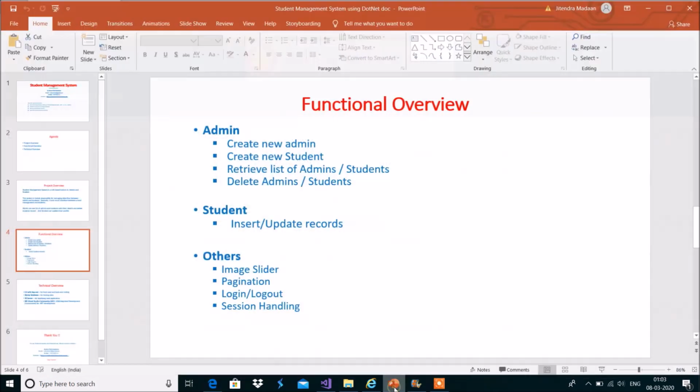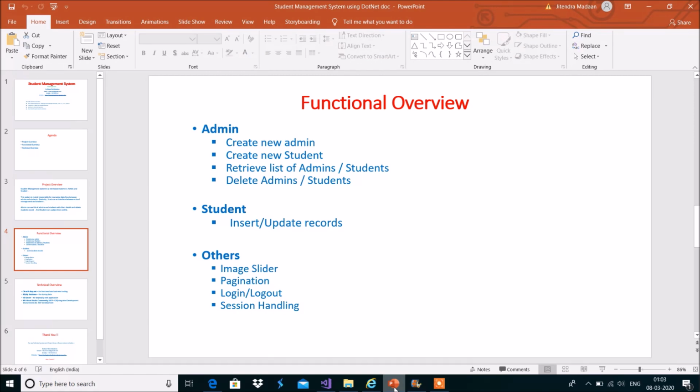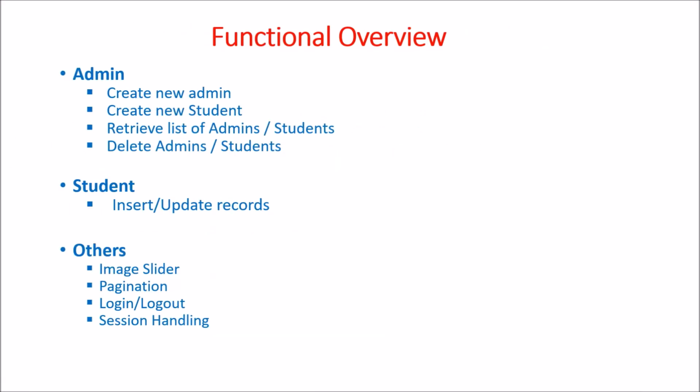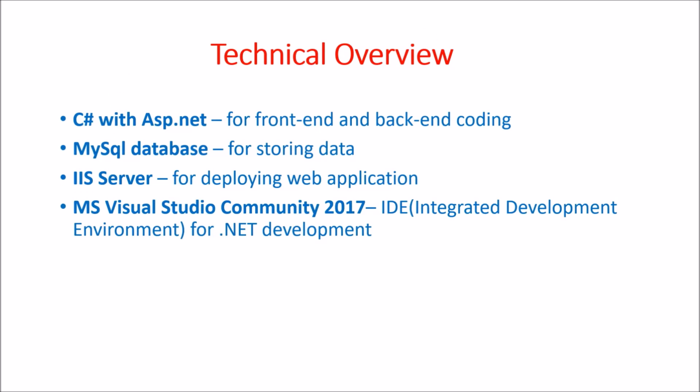Now moving again to the PPT. Now the functional overview is over. Functionality we have understood. Now we may move to the technical overview. In this we are using C# with ASP.NET for front end and back end coding. For storing data, we are using the MySQL database, and for deploying the web application, we are using IIS server. And for the IDE for .NET development, we are using Microsoft Visual Studio Community 2017.